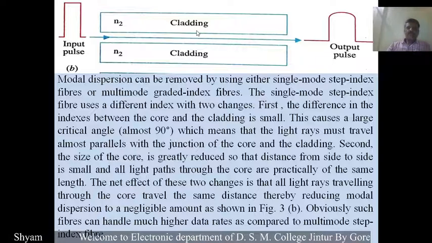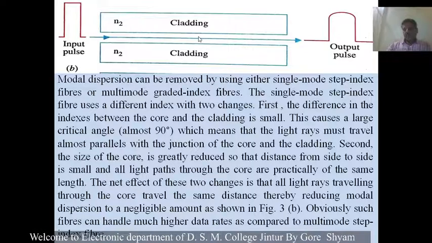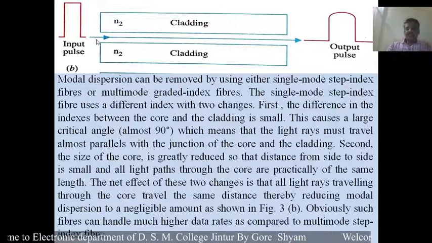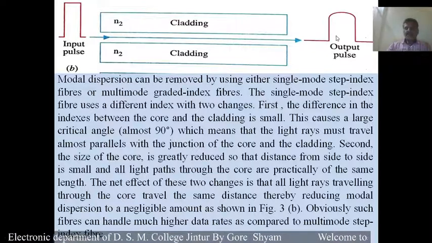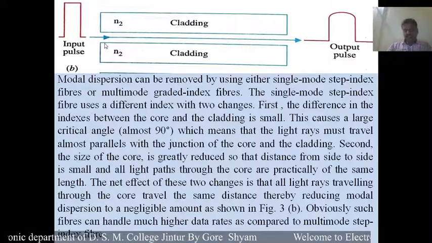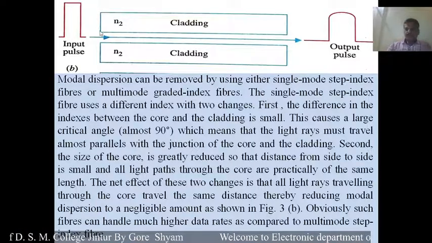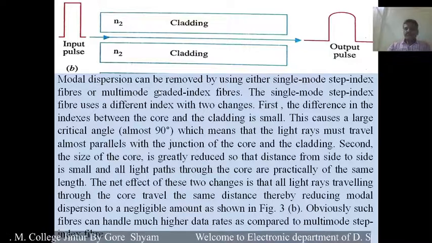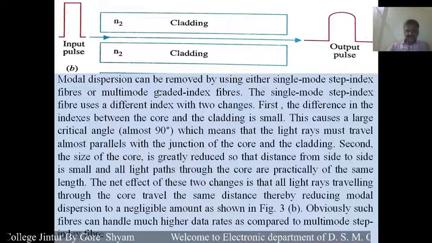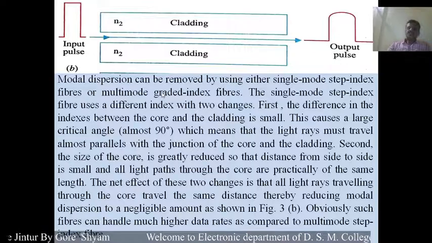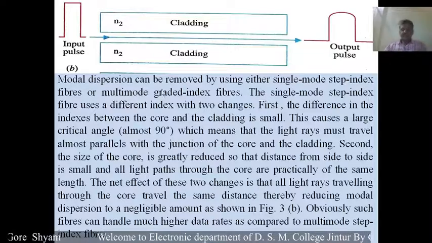Here the modal dispersion can be reduced or removed with the help of the single mode step index fiber, because only a single light mode can travel from one end to the other end. Due to that, the output pulse is nearly equal to the input pulse, and therefore the modal dispersion decreases here. So this is the single mode step index fiber.